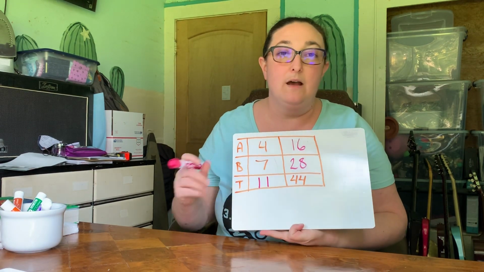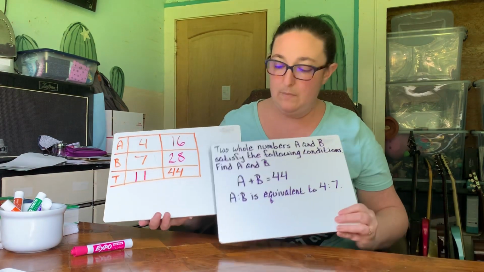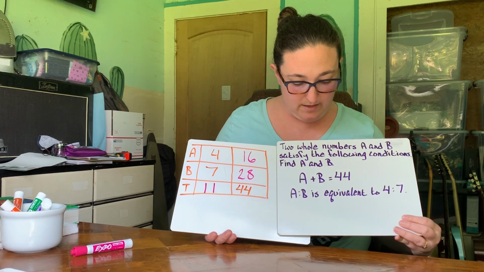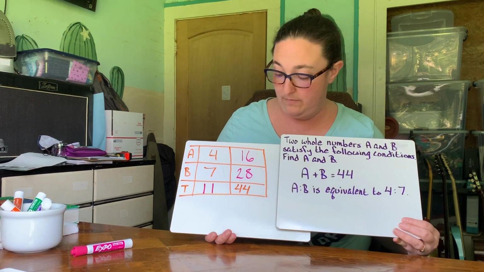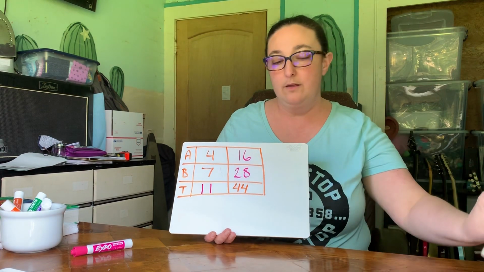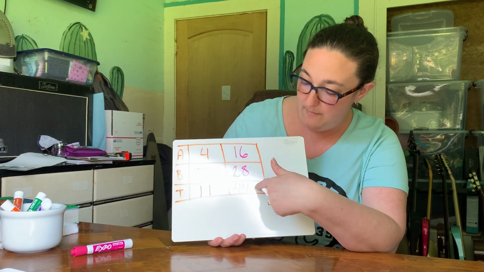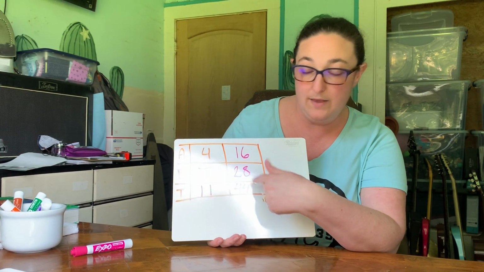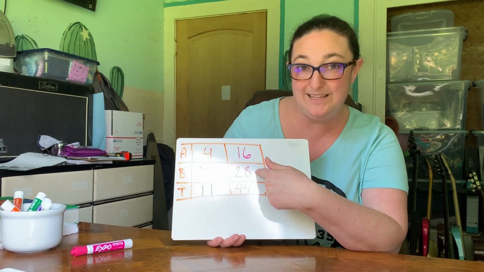Okay, now let's go back and see if we've answered our question yet. A plus B equals 44. What does A equal? What does B equal? Well, let's check and see if our math worked. If our math works and 16 plus 28 does equal 44, then A equals 16 and B equals 28.